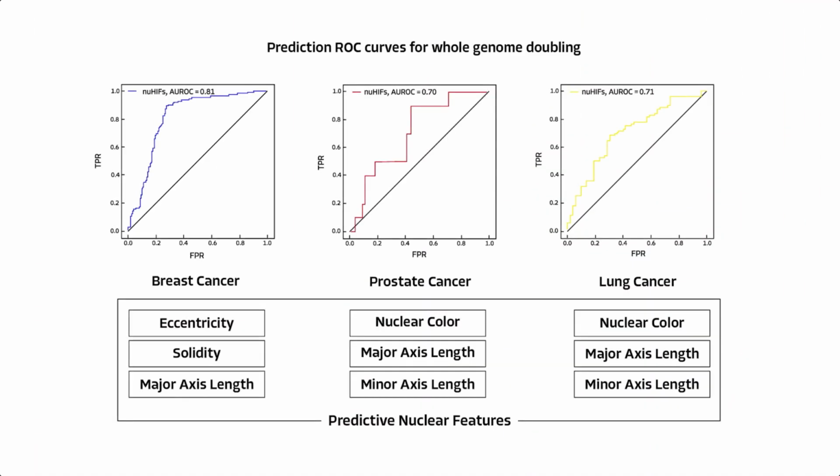And when we looked at whole genome doubling across breast, prostate, and lung adenocarcinomas, what we saw was that the eccentricity, the major axis length, and the minor axis length of the nucleus were associated with increased whole genome doubling in both breast and lung adenocarcinomas. When we looked at prostate cancer, the features differed slightly. The major axis length was still associated or predictive of the whole genome doubling within prostate cancer, but the grayscale intensity as well as the coloring of the nuclei were the other two more informative features.